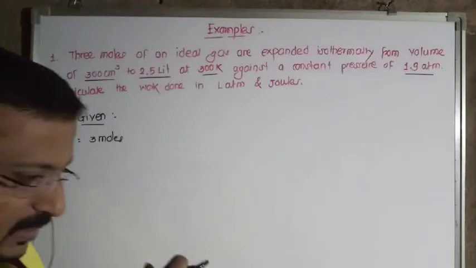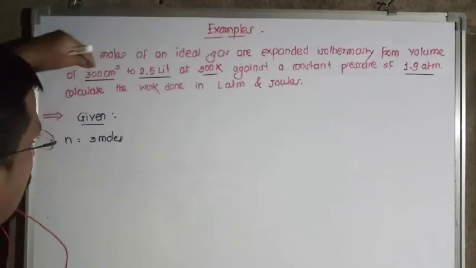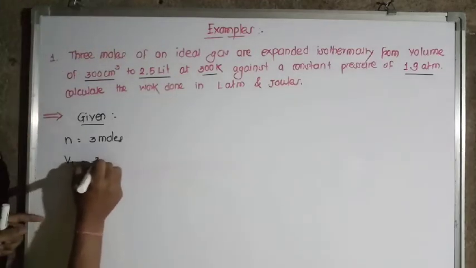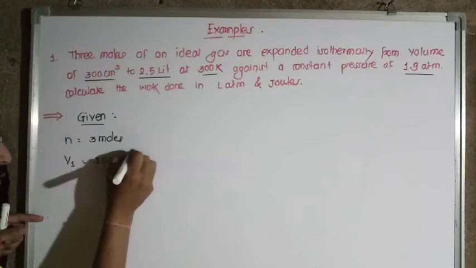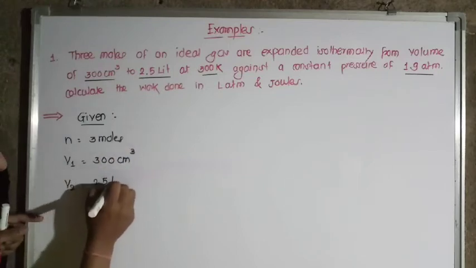When the gas expands, the volume goes from 300 cm cube to 2.5 liter. So it is initial and it is final. Therefore, V1 is equal to 300 cm cube and V2 is 2.5 liter.